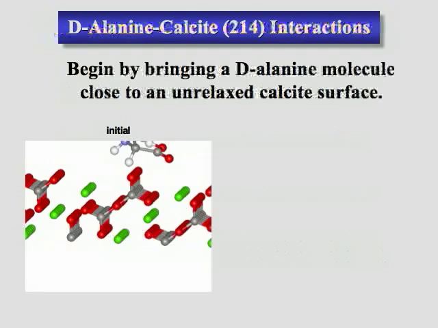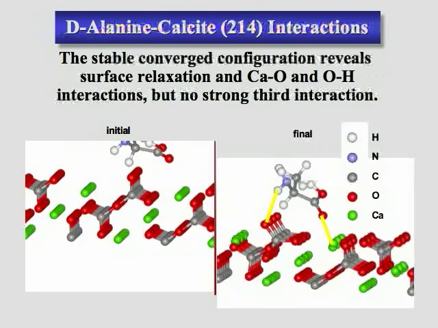Okay, so you begin by taking a D-Alanine molecule, bring it to an unrelaxed surface, and then you find in the final configuration that you're forming two strong bonds, one an oxygen-hydrogen bond, that's from here to here, the other a calcium-oxygen bond from here to here. And this is how alanine bonds to the surface.